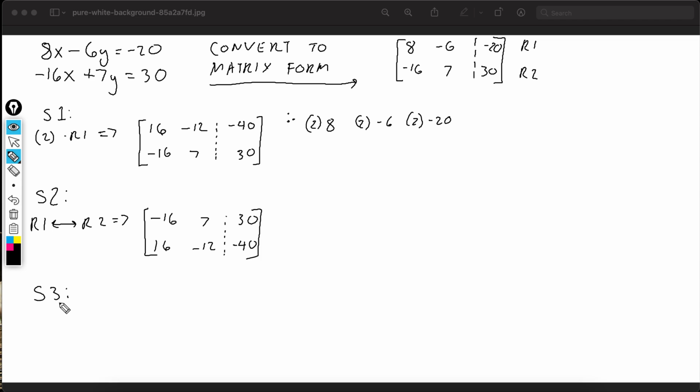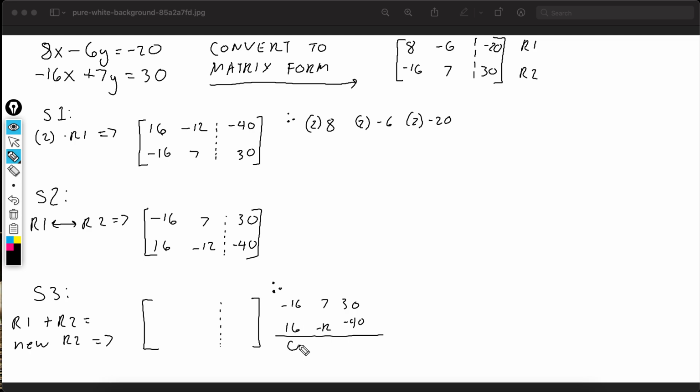Step 3. We are going to add row 1 plus row 2, which will equal new row 2. Got it? So we're going to do our brackets, break this down. Let's do it really quick. So we got -16. This is side work. When you see these little 3 dots, it means just side note. We got 7, we got 30. Down here we got 16, -12, -40.